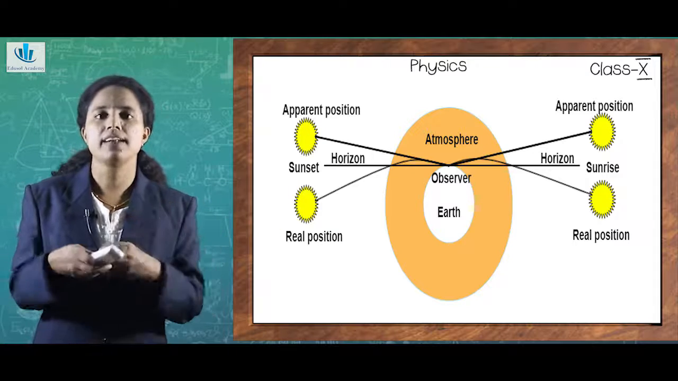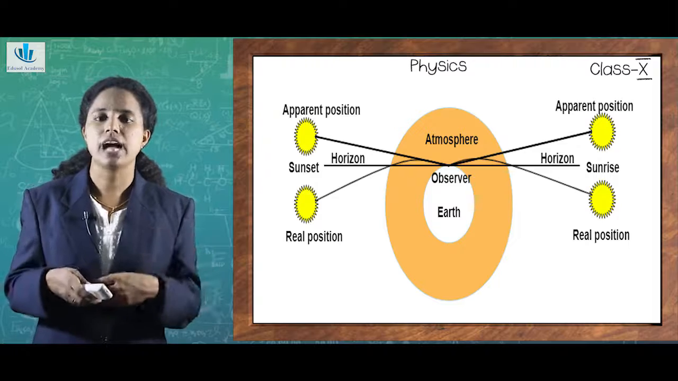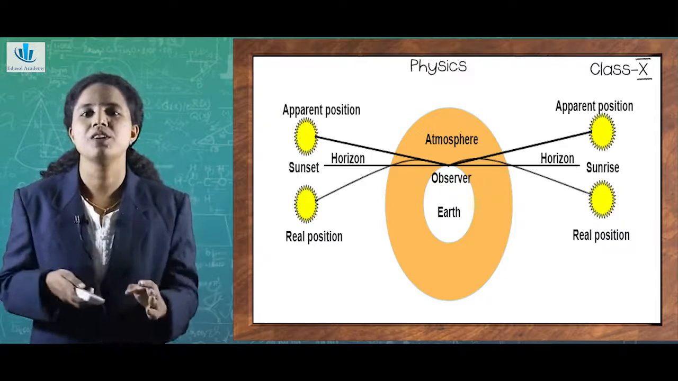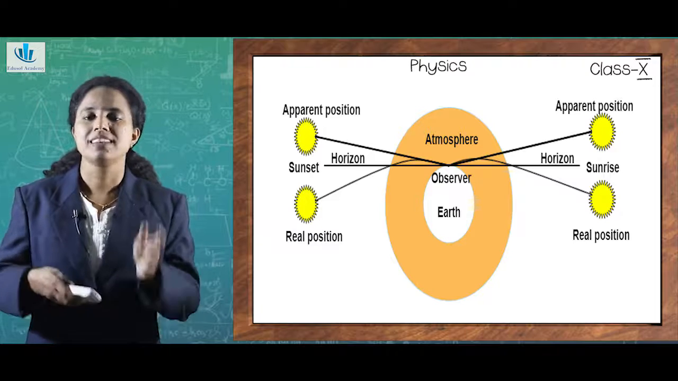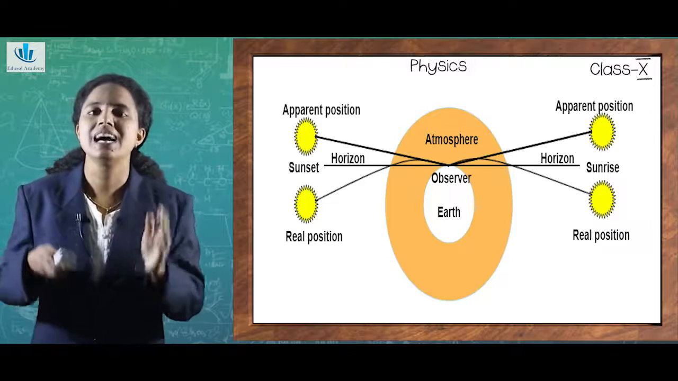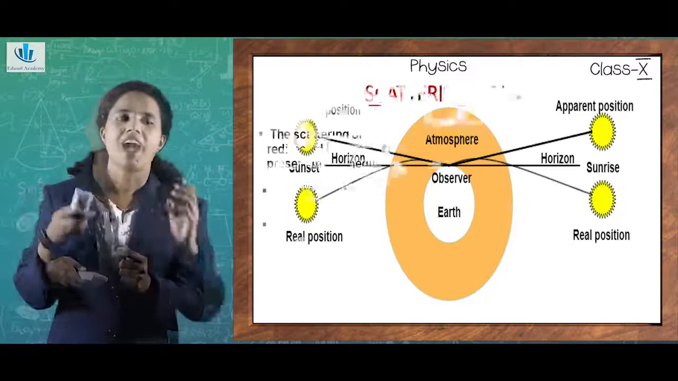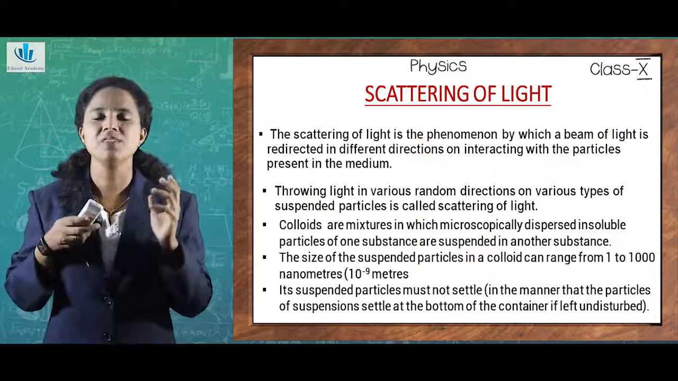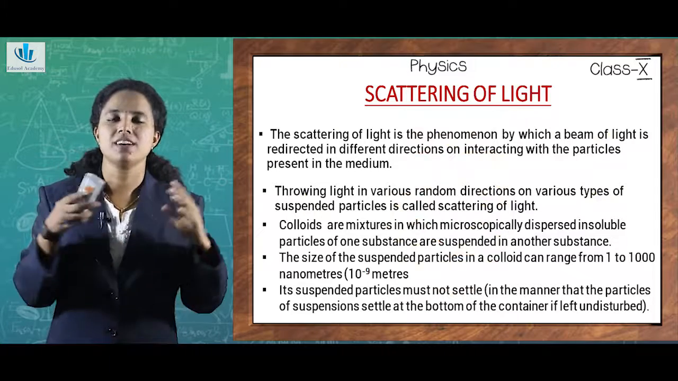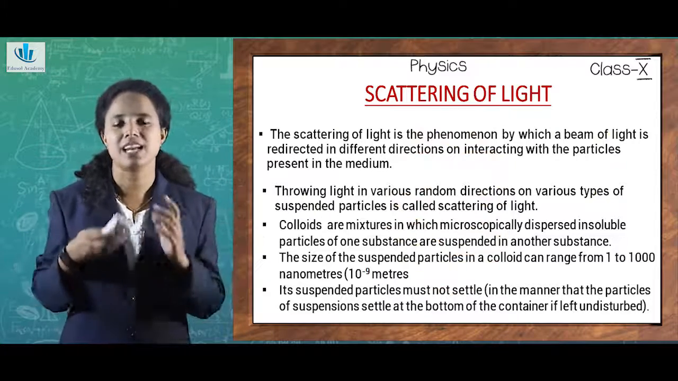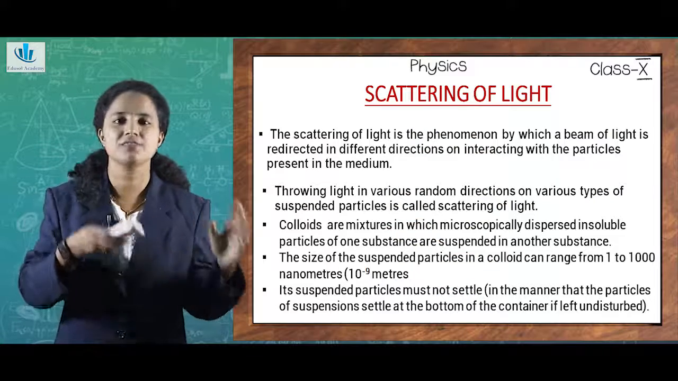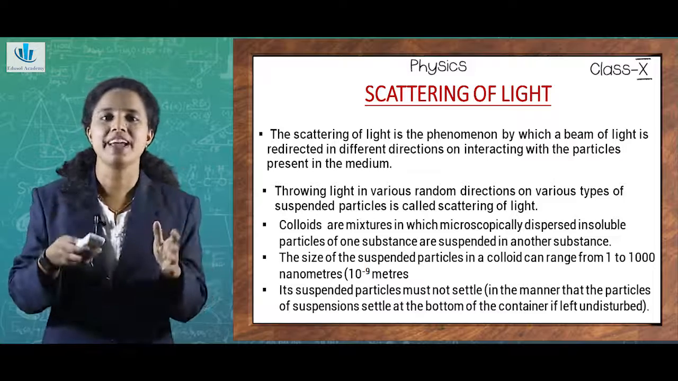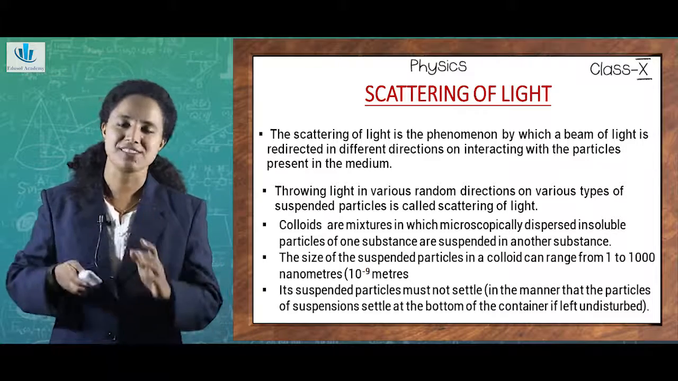The apparent flattening of the sun's disk at sunrise and at sunset is also due to atmospheric refraction, that is, refraction happening in the Earth's atmosphere. Another important application or daily phenomenon is the scattering of light. Light goes through different processes like dispersion, reflection, refraction, etc. Just like that, another important phenomenon of light is scattering.